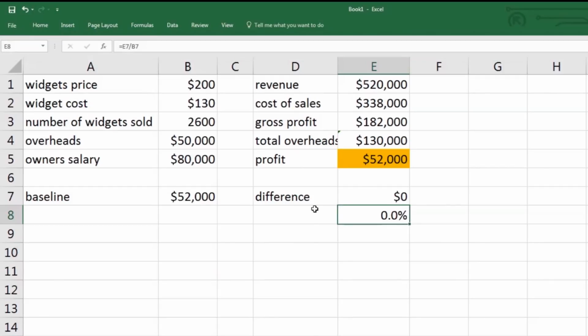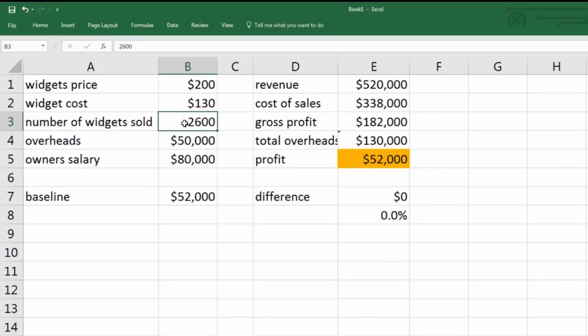So we're going to have a look. So far we haven't changed anything. The difference, of course, is zero. So what happens if the number of widgets sold goes up? In fact, let's increase it to double. What happens if we double the number of widgets we sell? Look at that, double the number of sales, we have a 350% increase in our profit.